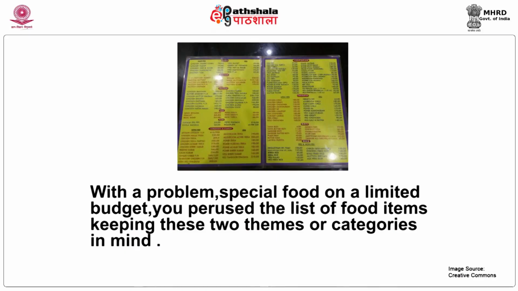You will finally reach a conclusion to order a dish selected from the range of food items which suits both the aforementioned conditions. With the problem special food on a limited budget, you perused the list of food items keeping these two themes or categories in mind. So what did you understand? You did a content analysis following the whole process.